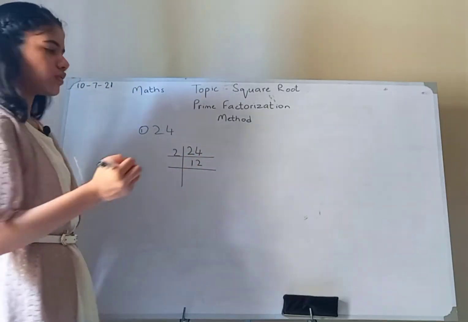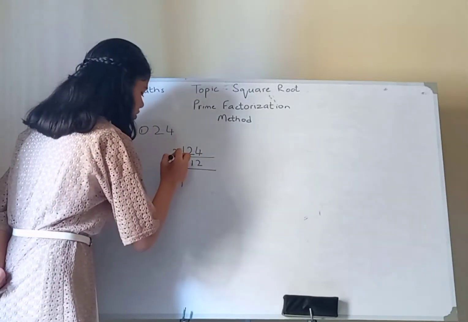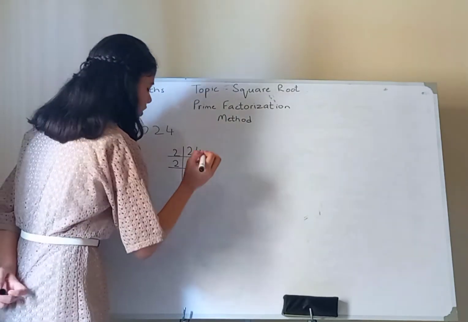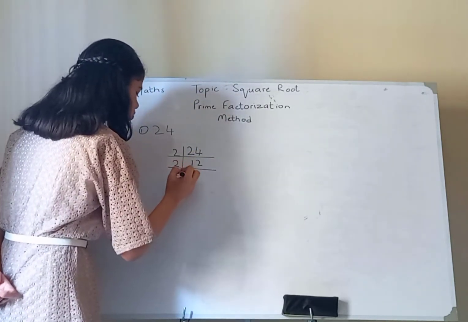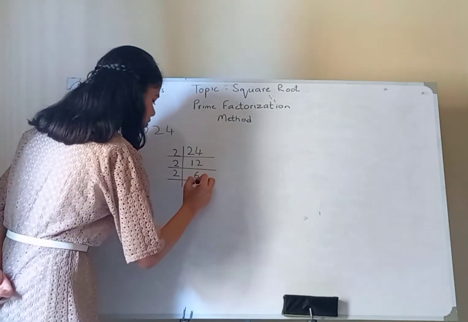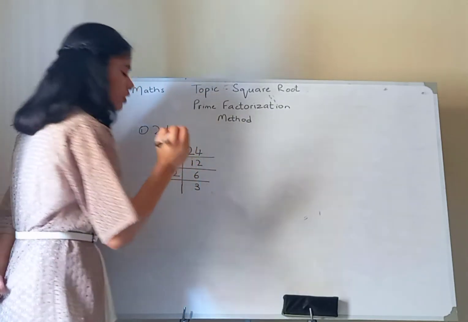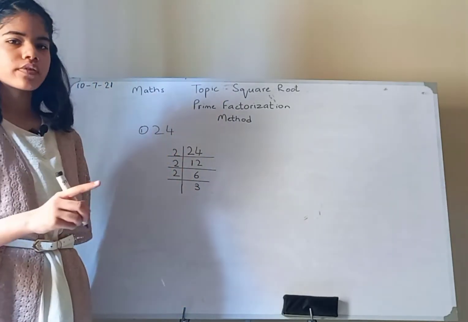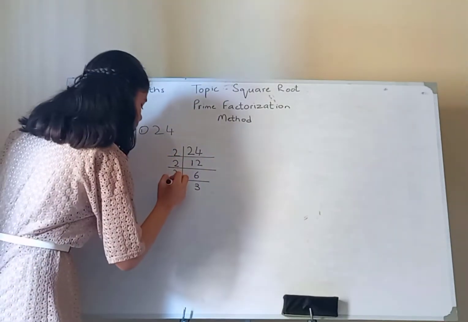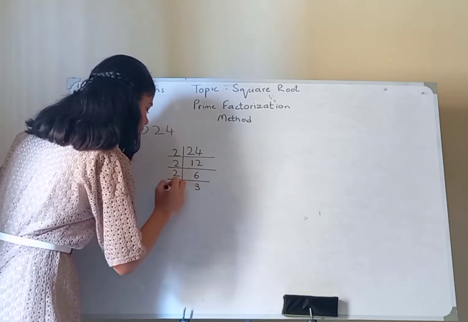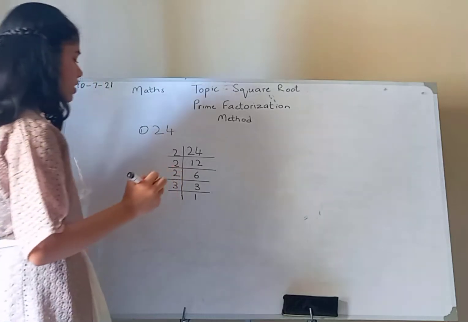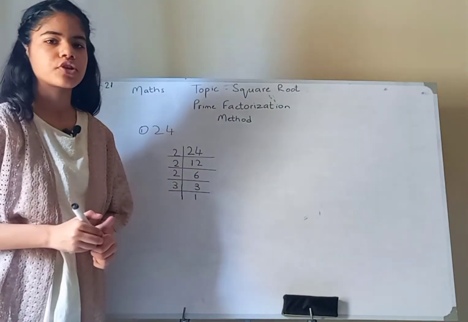Then 12 is also come in 2 table. So 2, 6, 2 times 6 is 12. 2 times 3 is 6. And 3 does not come in 2 table. So what we are going to do is we will take 3, and 3 times 1 is 3. This is how we solve a prime factorization.